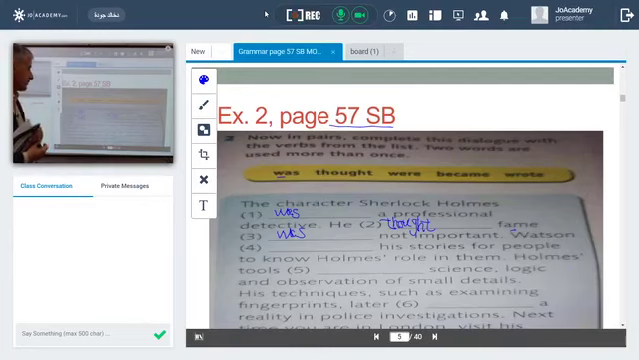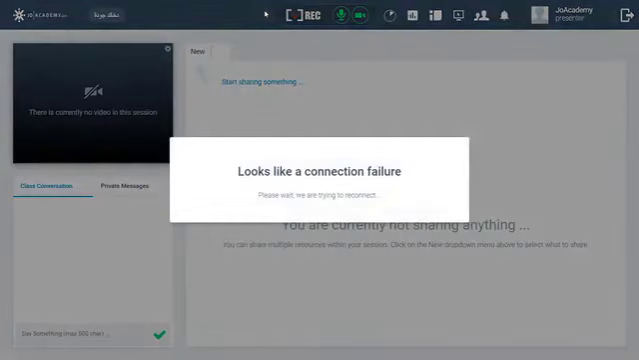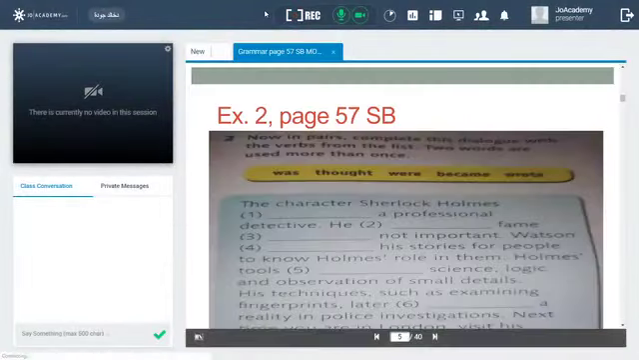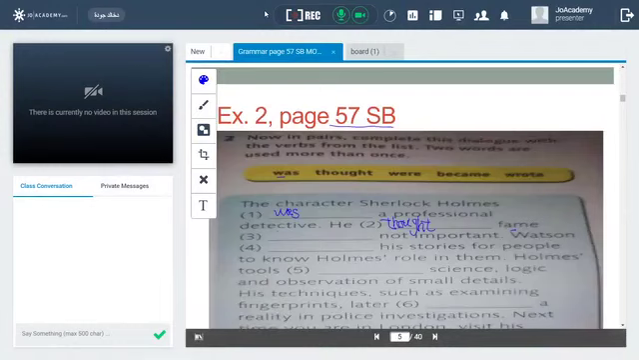Watson, blank his stories for people. Watson, his friend. Watson is a friend of Sherlock Holmes. So Watson, blank, his stories for people. Watson wrote.